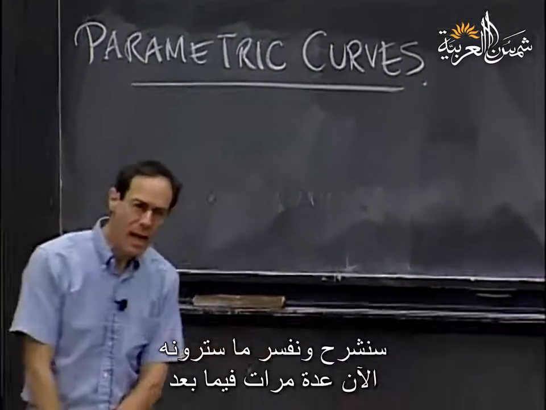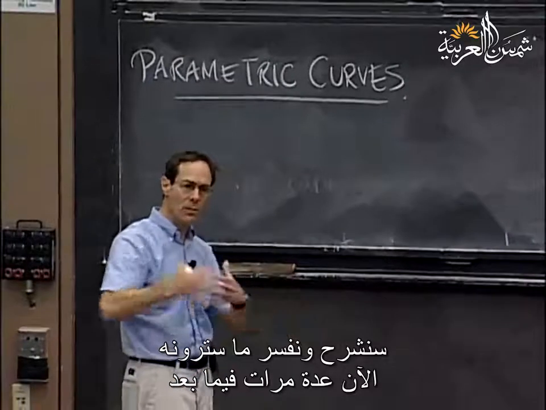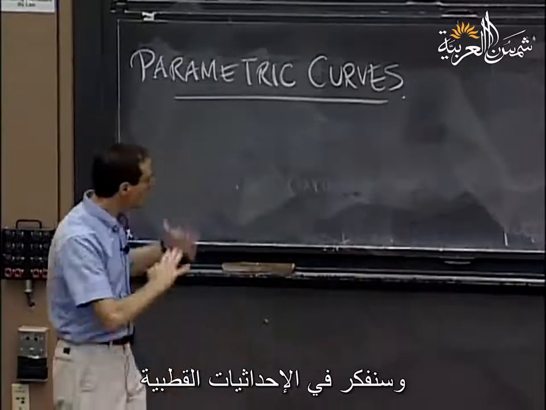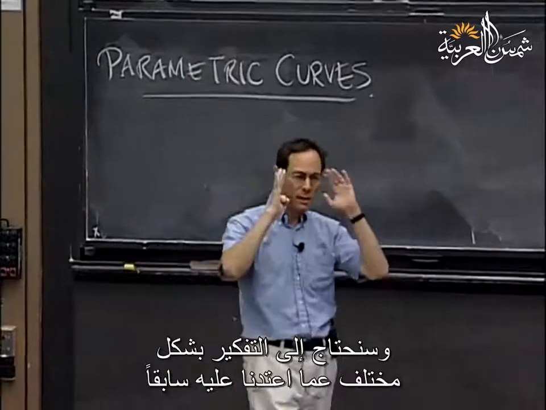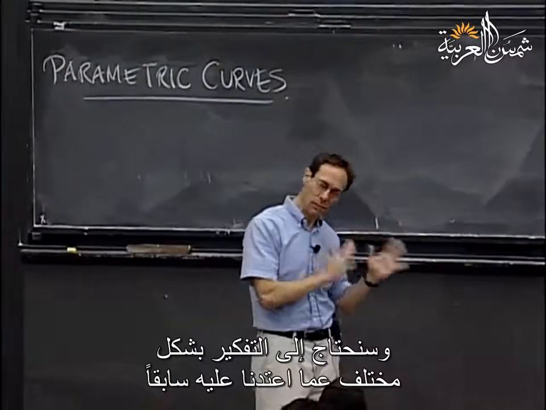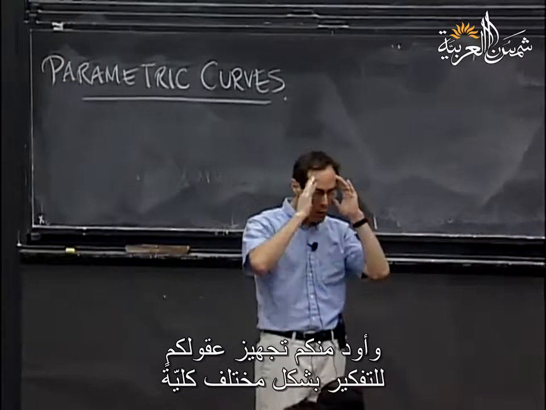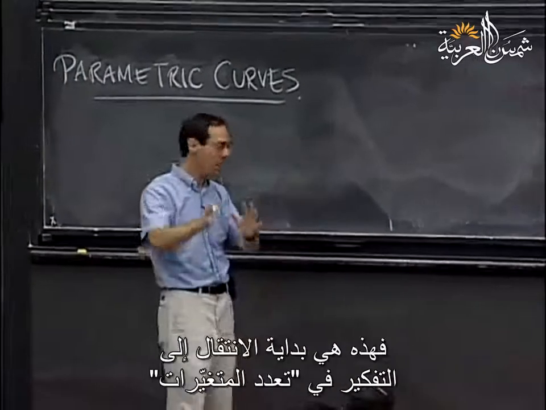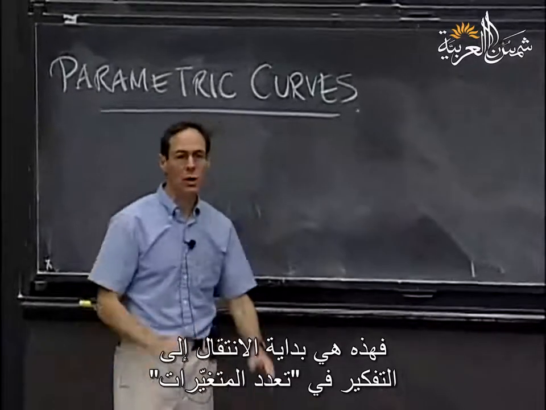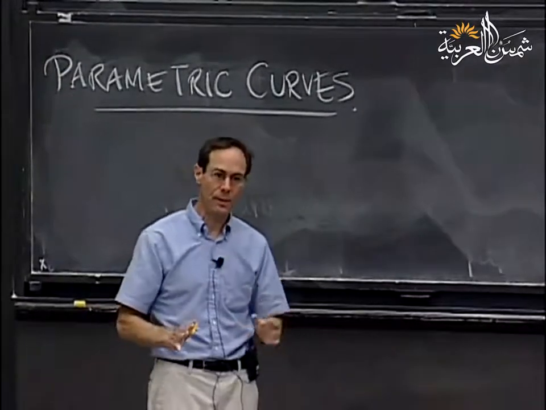You're going to see this now, and we're going to interpret it a couple times, and we're going to think about polar coordinates. These are all preparation for thinking in more variables and thinking in a different way than you've been thinking before. So I want you to prepare your brain to make a transition here. This is the beginning of the transition to multivariable thinking.